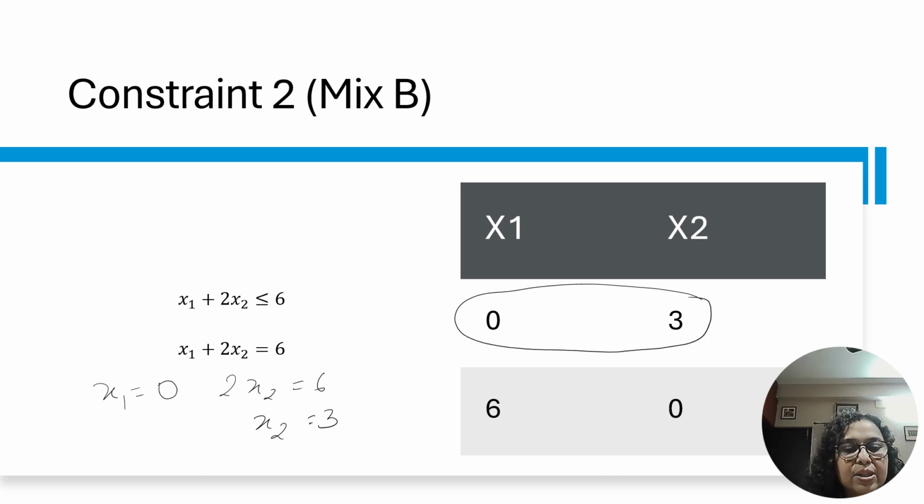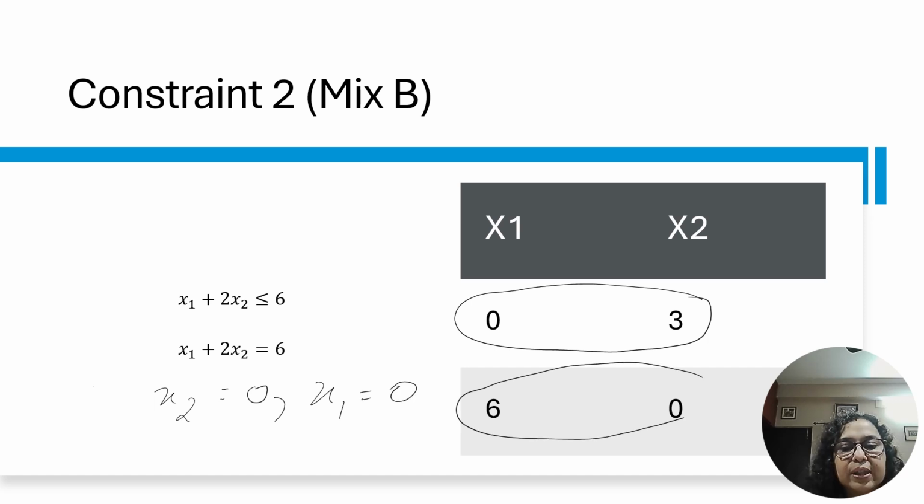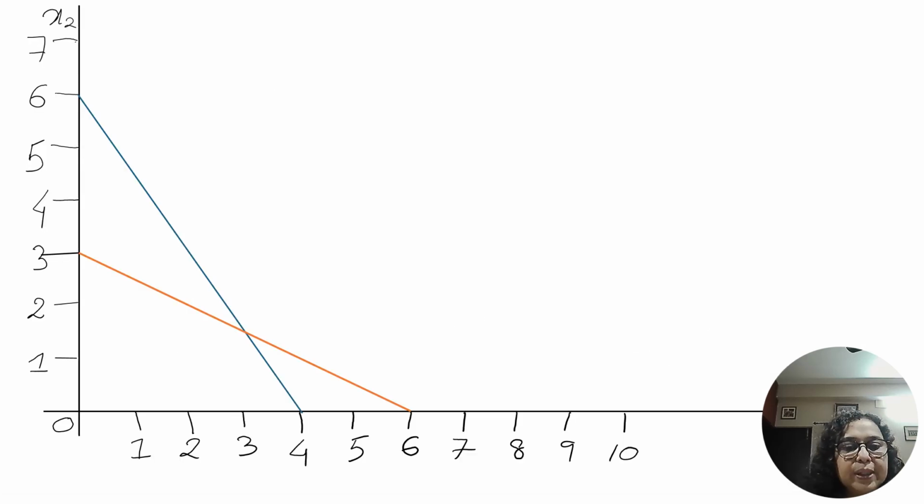And then we set x2 equal to 0, and so x1 is equal to 6. And we get the second point, that is 6, 0. So we plot these points on the graph. So we get 0, 3 and 6, 0, these two points.